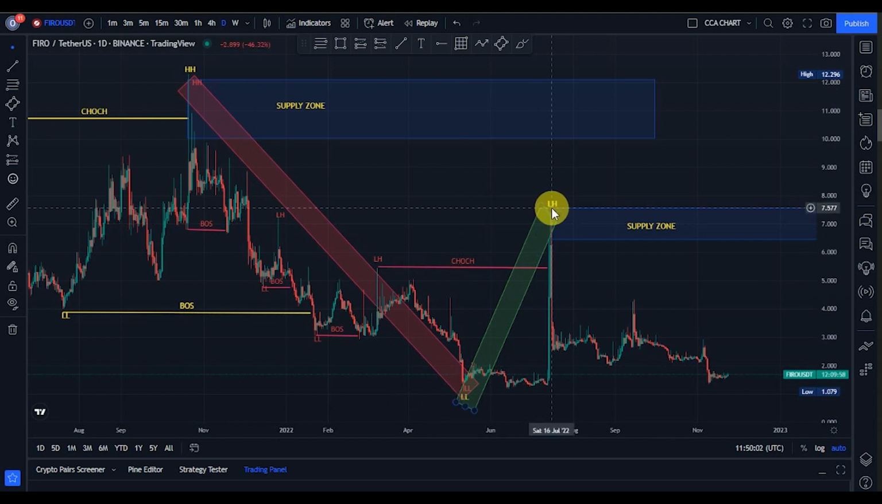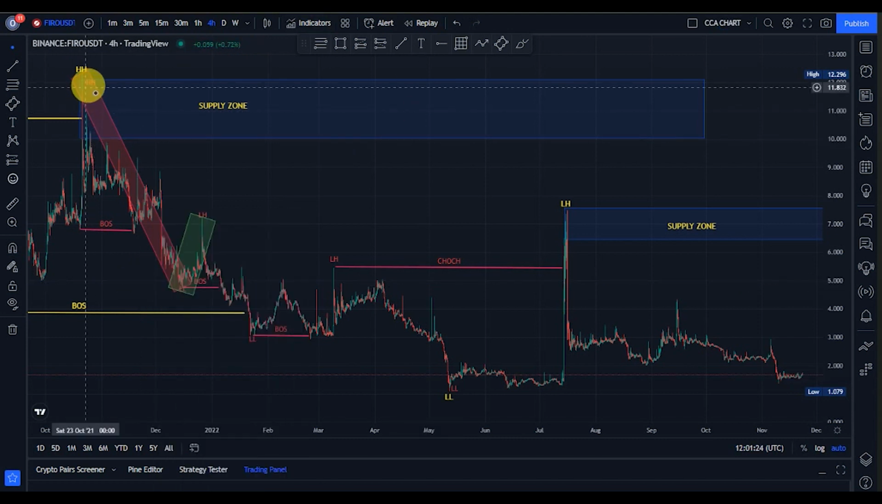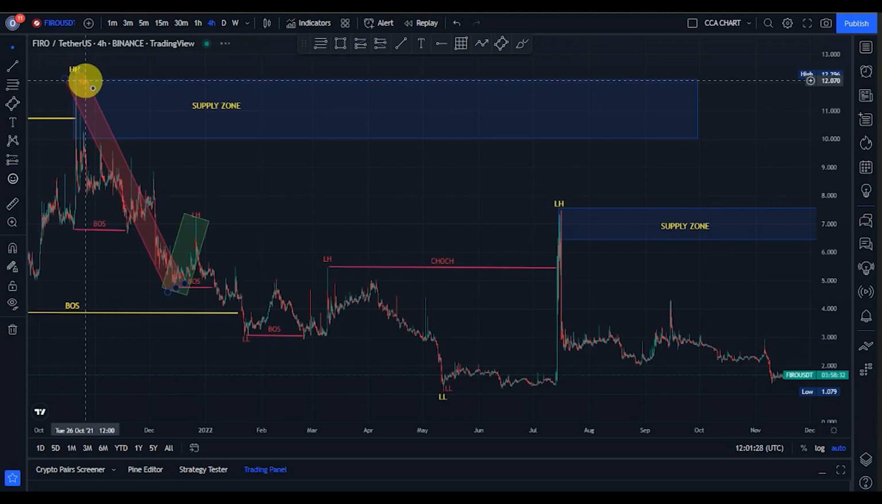Let's analyze our minor structure. On our lower time frame, what do we see? We see break of structure to the downside. The bears took price from $12, took it back to about $4. And yes, expecting a pullback, we got a pullback. Price pulled back from $4.6 back to about $7.